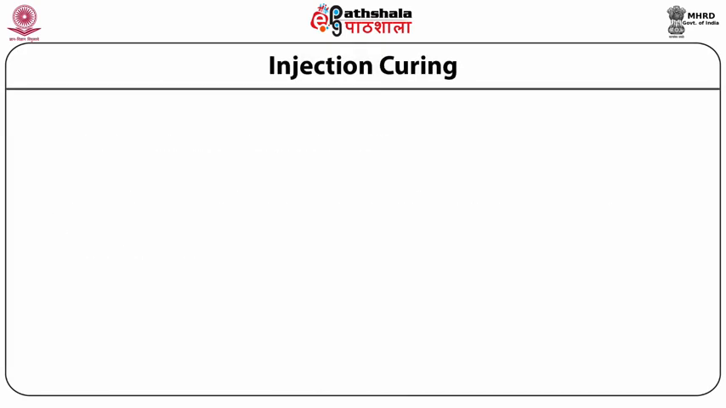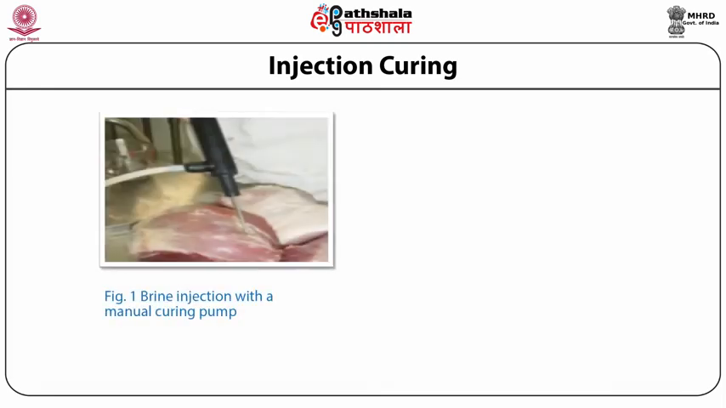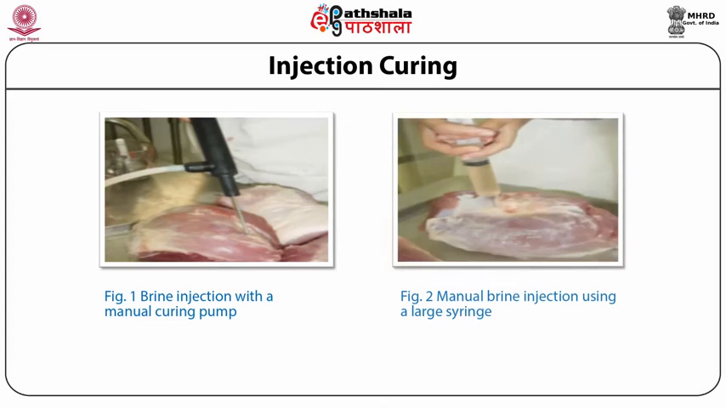Injection curing. Injection curing is the quick way of wet curing to accelerate the diffusion of the curing substances. For this purpose, we can use brine injectors with perforated hollow needles and simple pumping devices. Three forms of injection curing are stitch or spray pumping, where cure is directly injected into meat with needles, and artery pumping, which accomplishes the best possible distribution of cure dispersed via capillaries.